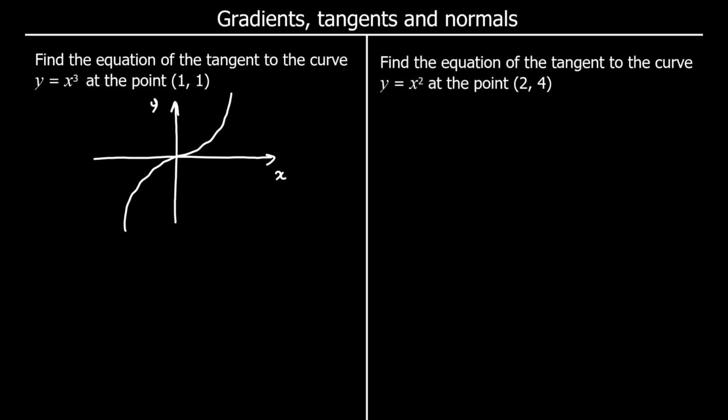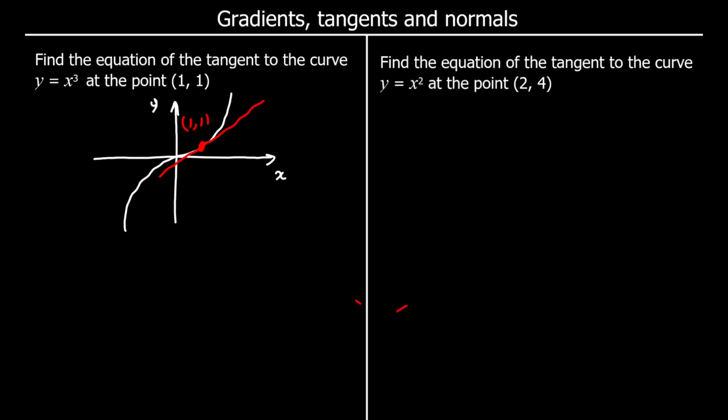A tangent is a straight line that just touches a curve. It doesn't go through it. So at the point (1, 1), we're going to have a tangent that looks something like this. A straight line that just touches the curve at the point (1, 1). The tangent has the same gradient as the curve at this point. And because the tangent's a straight line, it will have that gradient the whole way along the line.